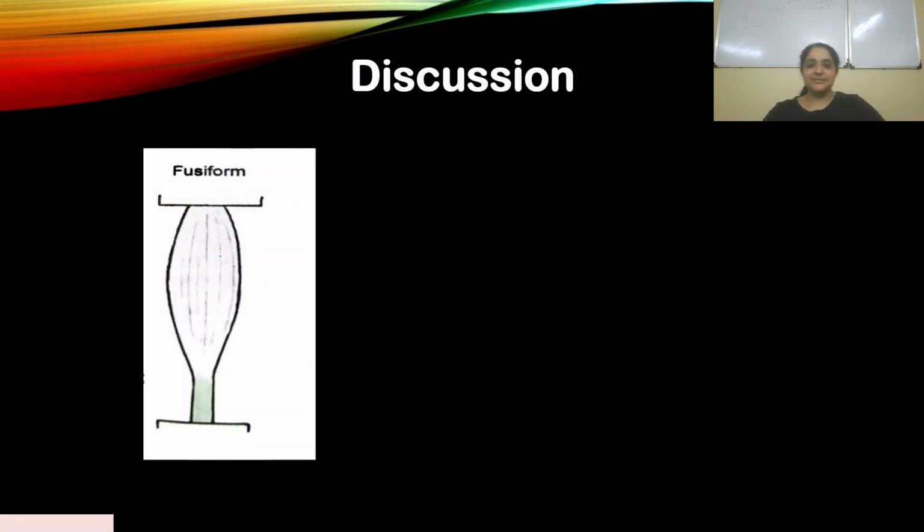So I just put an extra diagram just to show you what fusiform looks like. Clearly it looks like your arm muscle, right? This is what the fusiform shape looks like. It's for your information, just for you to clarify. Okay, next question.